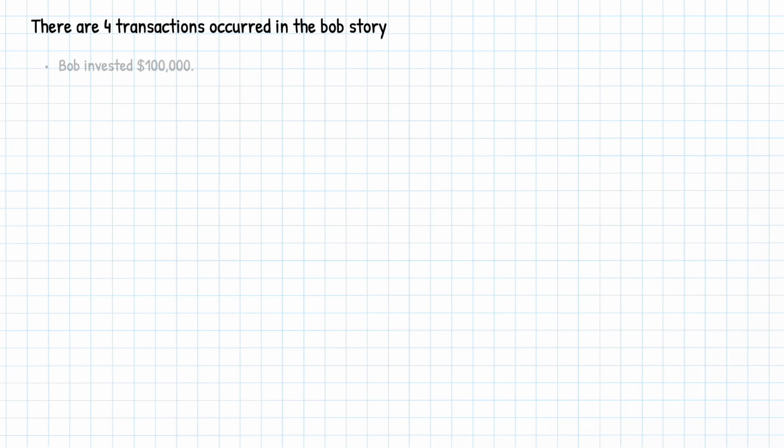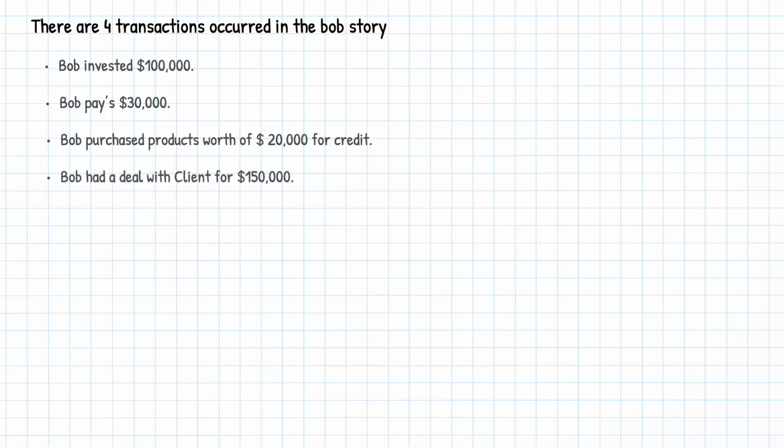Now, let us go back to our example. In Bob's story, 4 transactions have occurred. First, Bob invested $100,000 into his software company. Second, Bob paid $30,000 as employee salaries. Third, Bob purchased products worth $20,000 on credit for the business. Fourth, Bob entered into a deal with a client for $150,000 to develop software.